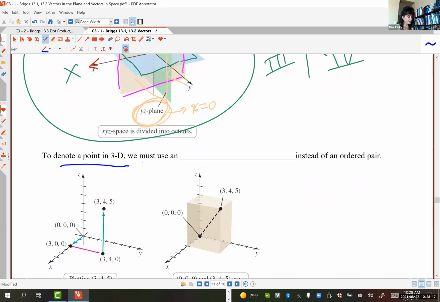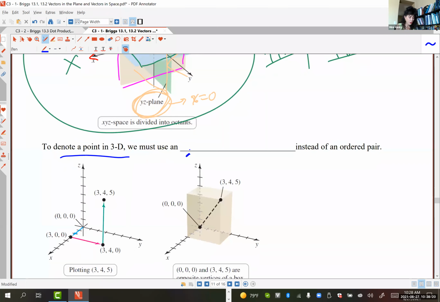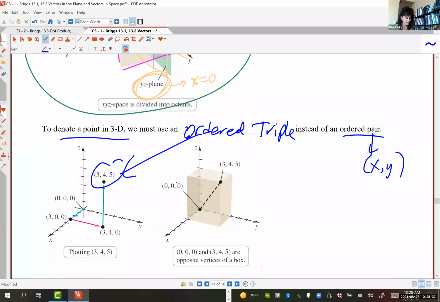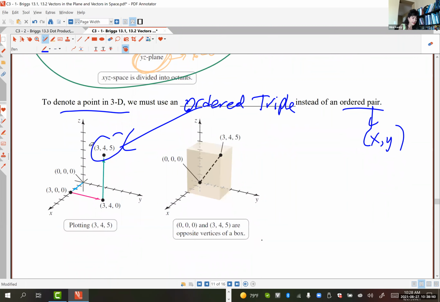To denote a point in 3D, you use an ordered triple instead of an ordered pair. You remember ordered pairs look like parentheses X comma Y. Ordered triples look like parentheses X comma Y comma Z. And they're showing you how to plot a point in 3D there. If it's 3, 4, 5, go 3 units along the X-axis, 4 units parallel to the Y, and then 5 units parallel to the Z, and you can locate your 3, 4, 5.